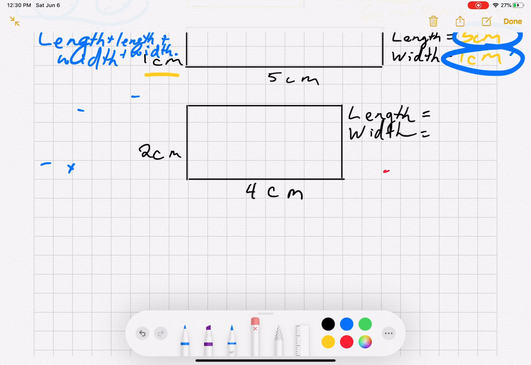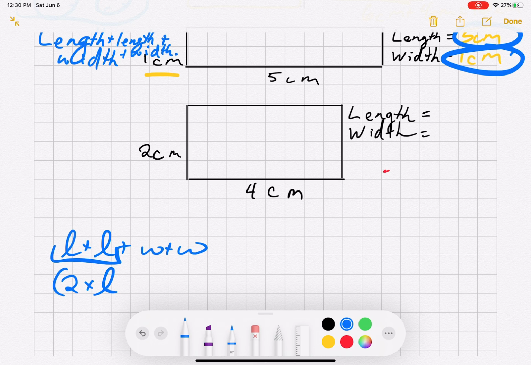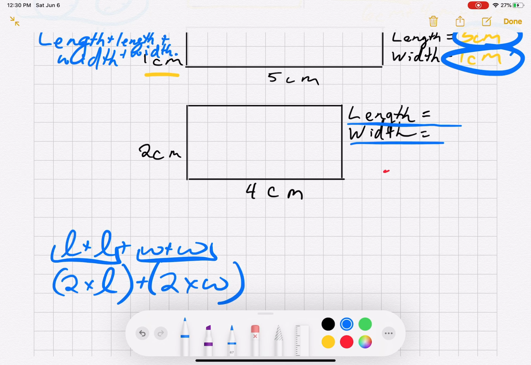All right, so we've decided that the formula for this is length plus length plus width plus width. So I have 2 lengths, right? So that I'm going to substitute 2 times L, 2 times the length, which is what number is going to go here, plus 2 times the width, because I have 2 widths here, right? And that is the number that's going to go there.